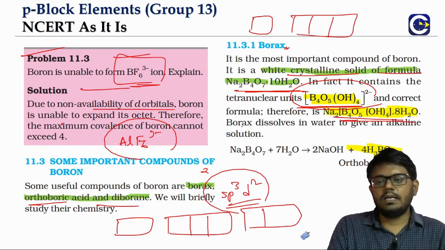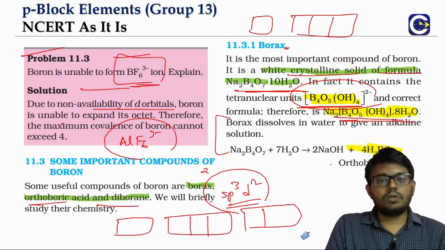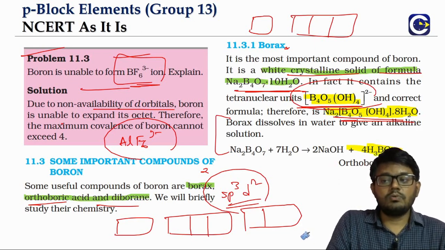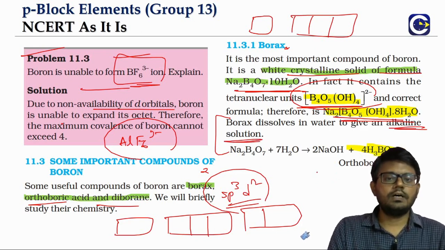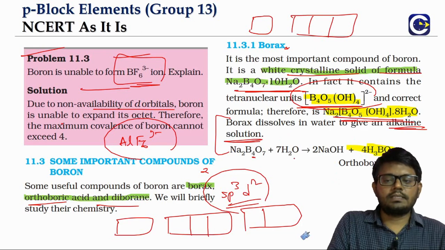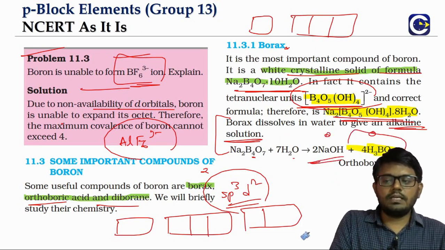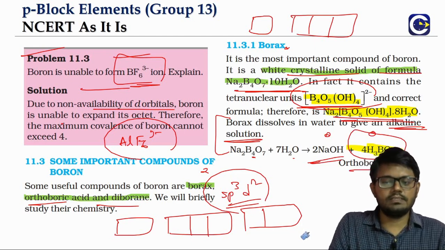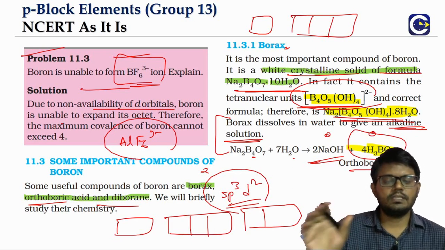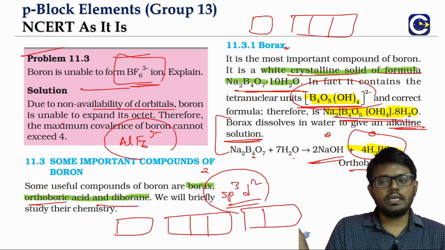When you dissolve borax in water, it gives an alkaline solution. The alkaline solution of borax in water is because of the formation of sodium hydroxide, and along with that it also forms a weak acid. We will discuss orthoboric acid later, but this is a weak acid. So the reason the solution is alkaline is that orthoboric acid is a weak acid.